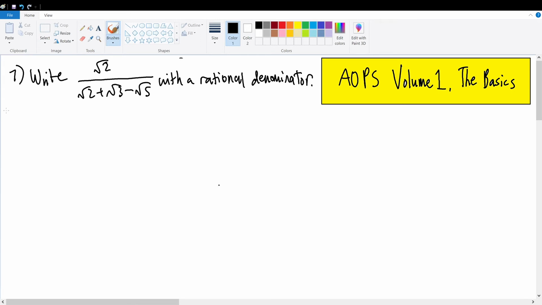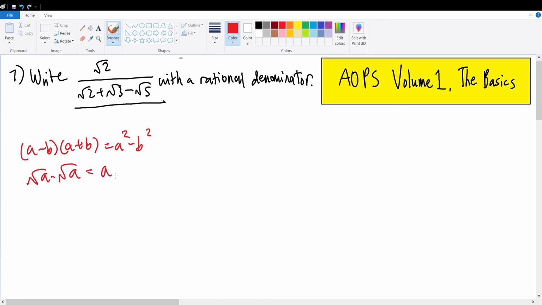When tackling questions like these, which ask for the simplification of the denominator from radicals, it is often a good utilization of the following rules, which are a minus b times a plus b is equal to a squared minus b squared, and that root a times root a is equal to a. These are some rules which come especially useful for solving these kinds of questions, which is simplifying the denominator from radicals.